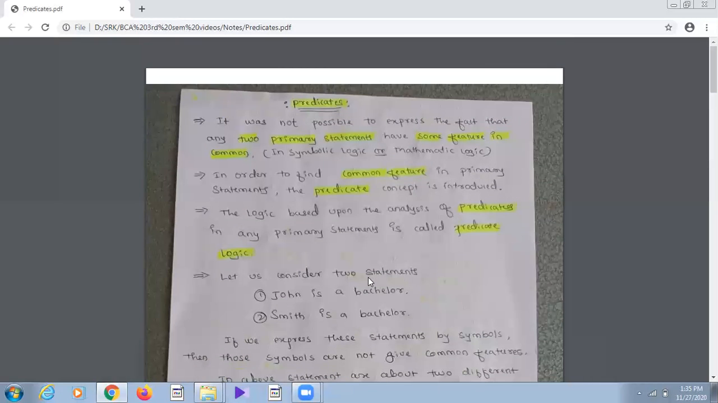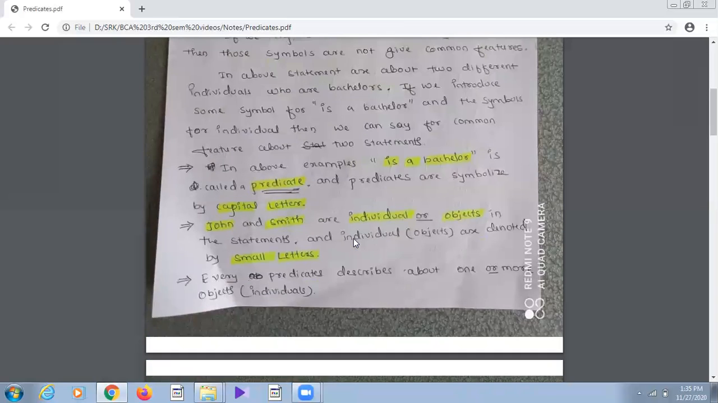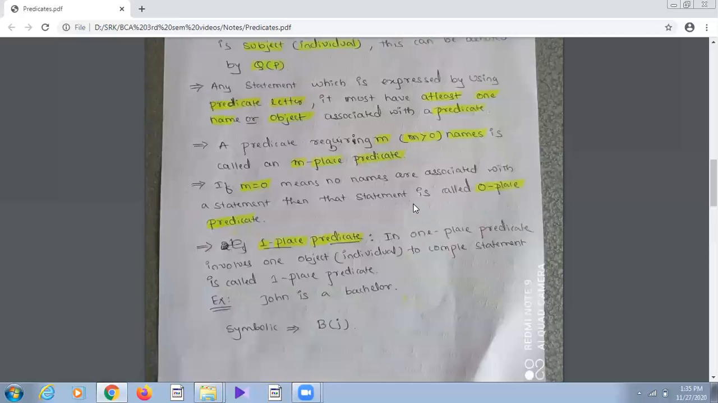No, sir. Okay, I will send these notes in the group. You can take them and write them in the DMS notebook. Tomorrow we'll see the statement function. The statement function is based upon the predicate only. Whatever the next concepts are, they are based on predicate only. So understand this concept very well.